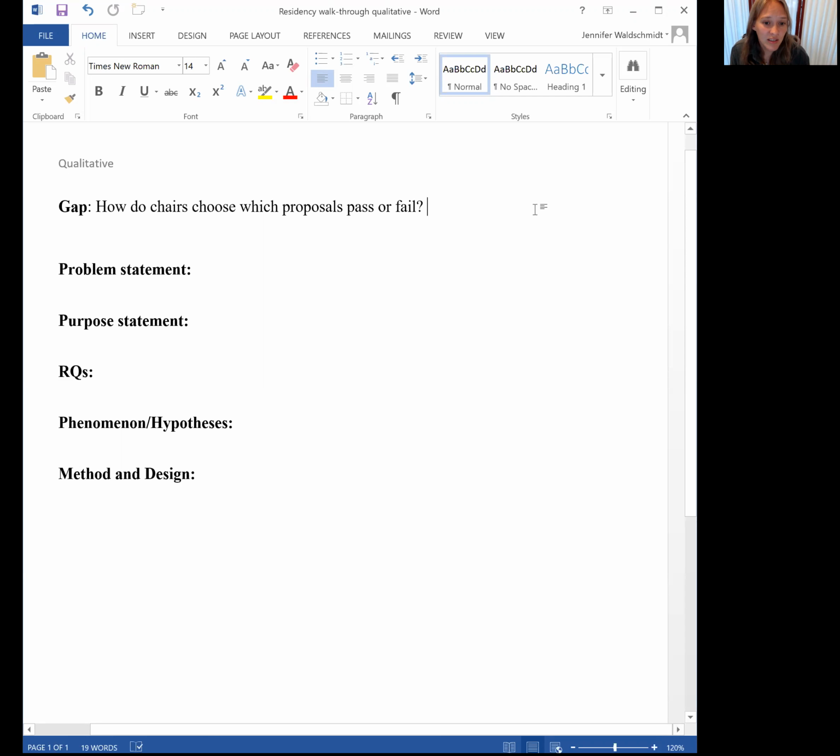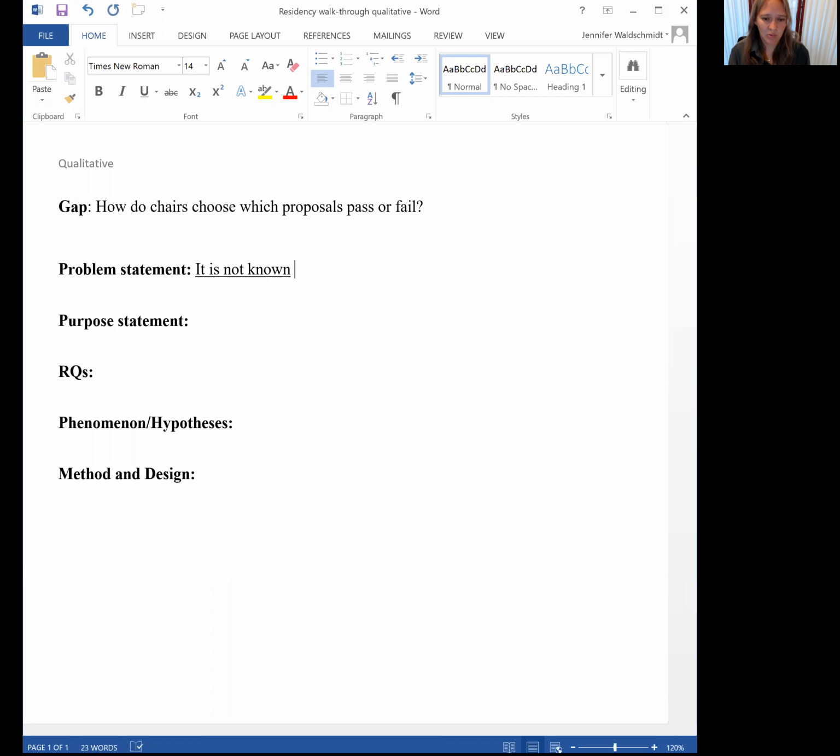So the qualitative gap is one that I referenced a little bit earlier. How do chairs choose which proposals pass or fail? So let's assume again that this is a logical gap that has been established by recent empirical literature. So that's what we're going to assess. So we're going to turn this into our problem statement. As I said previously, every problem statement starts the same way. It is not known. And then dependent, again, quantitative or qualitative, it's going to go a couple of different routes. For this instance, we're going qualitative.